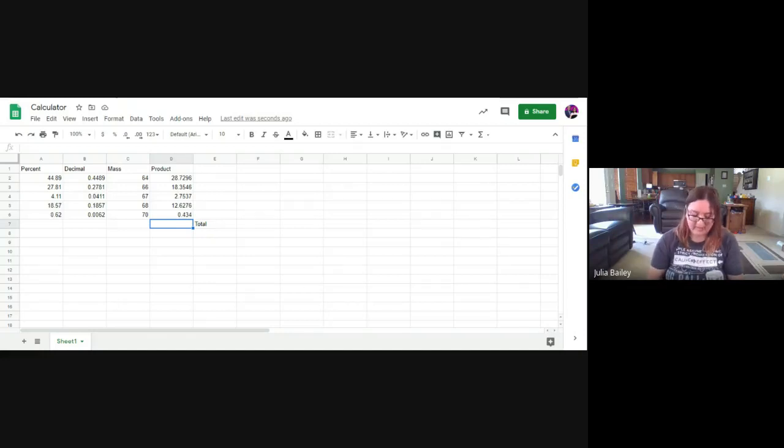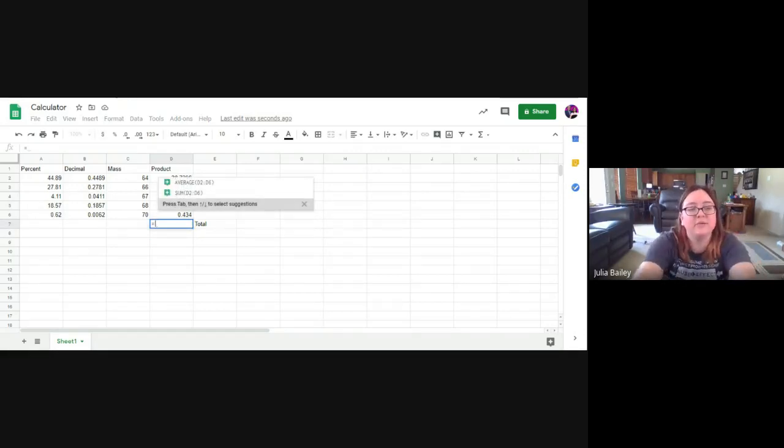And then finally, our last step is to add all of these products together, which again, you could tell Google Sheets, okay, equals, and I want to do 28.7296 plus 18.3546 plus 2.7537. You could type all of that out and you would get the right answer, but it would take you longer. And also then you run the risk of typos, which could throw off your whole answer. Instead, you can type equals and then look, Google Sheets even suggests it for you. Sum of D2 to D6, and it's highlighting that it wants to take the sum of these cells. That's exactly what we want.